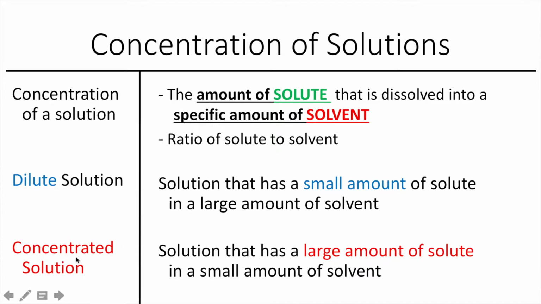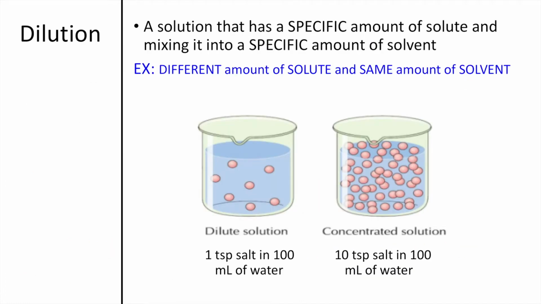It can also be considered a concentrated solution. A concentrated solution is a solution that has a large amount of solute in a small amount of solvent. When we talk about a dilution, we're talking about a solution that has, again, a specific amount of solute mixed into a specific amount of solvent. For example, if we have a different amount of solute, but the same amount of solvent, we can create something called a dilute solution, which means it's not very strong, or a concentrated solution, which is much more strong.